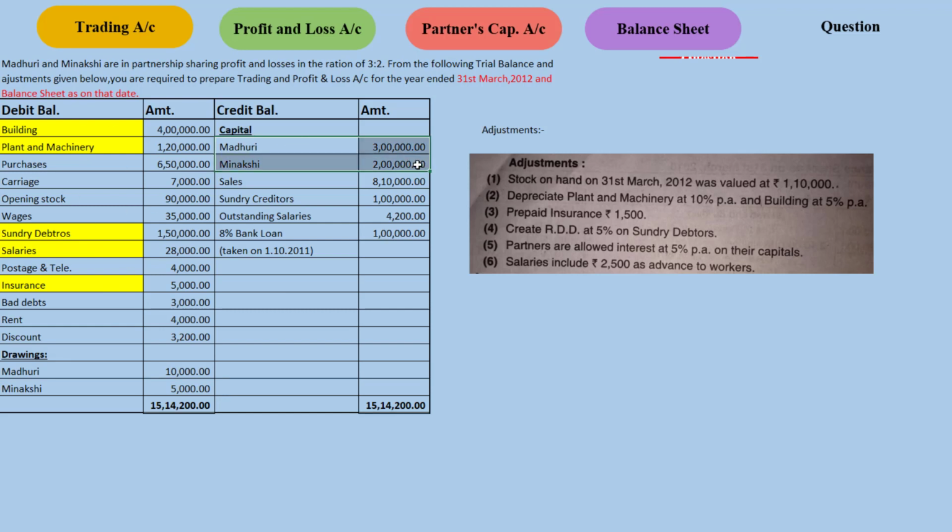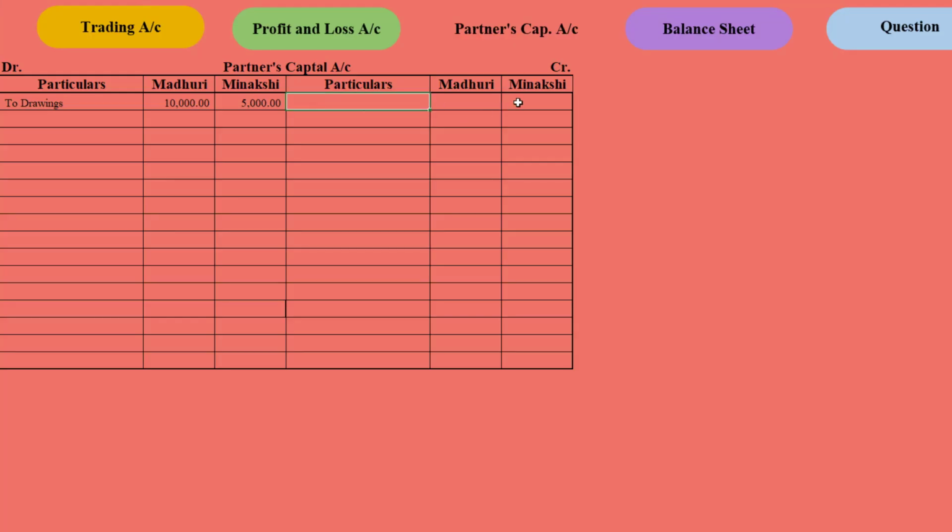Credit side. This is capital account. Madhuri 3 lakhs, Meenakshi 2 lakhs. It will be recorded in partners capital account credit side because this is a credit side item in the trial balance. So 3 lakhs, 2 lakhs. Here you start with by because we are recording on credit side. Here you write balance brought down because these are the opening balance of capital. Okay, over. This is the way to record.